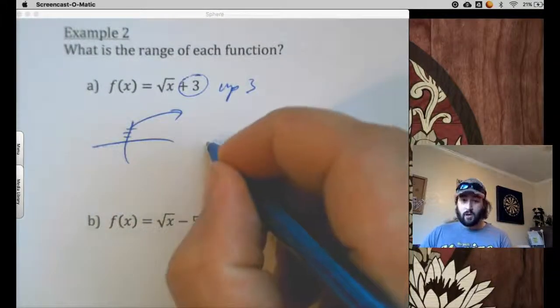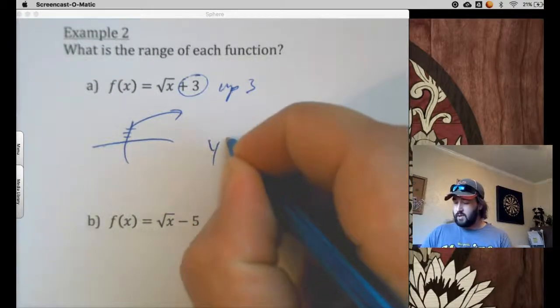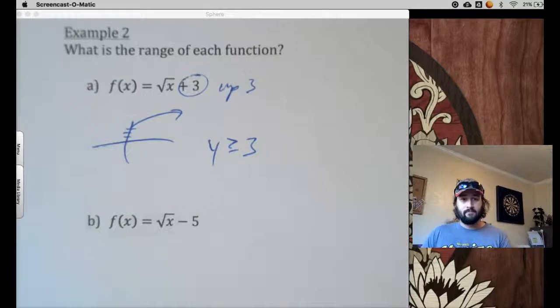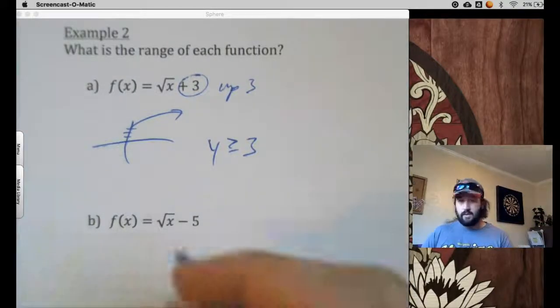So I would say for the range, since the range is affecting the y values, y is greater than or equal to all of my values at 3. Yes. Okay.